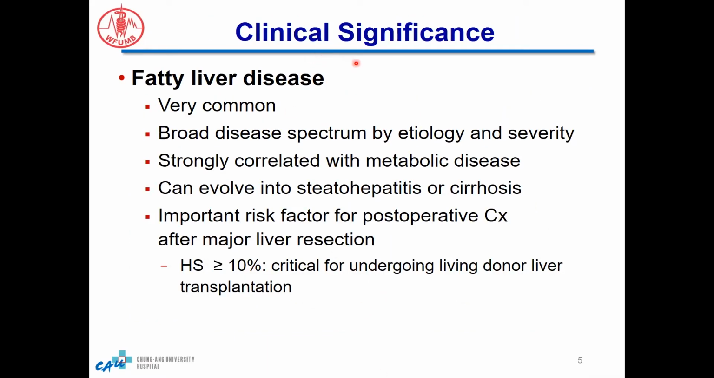What is the clinical significance of fatty liver disease? Fatty liver disease is very common and shows a broad disease spectrum by etiology and severity, and is strongly correlated with metabolic disease. Fatty liver disease can evolve into steatohepatitis or cirrhosis, and is an important risk factor for postoperative complication after major liver resection. For example, fatty liver of more than 10% is critical for understanding living donor liver transplantation.